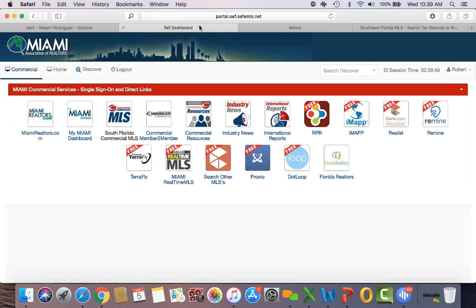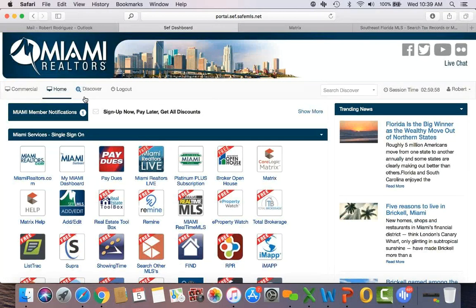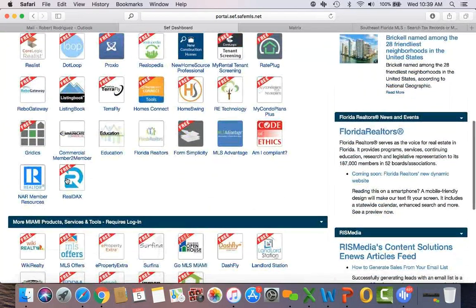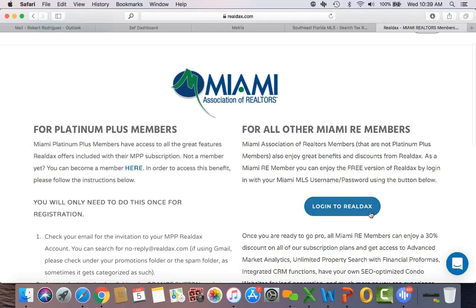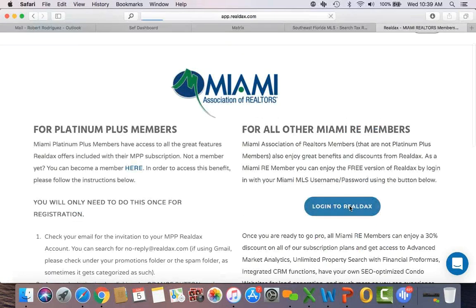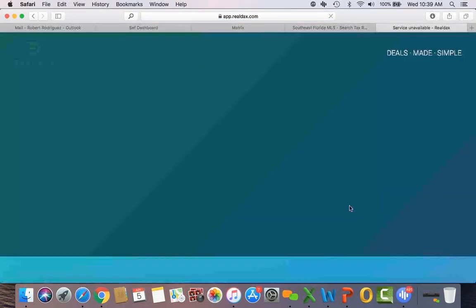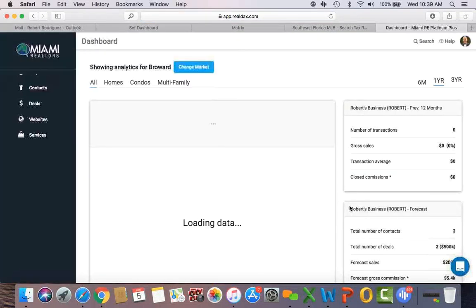Inside of your dashboard, if you are a commercial member, if you revert back to your regular dashboard, you will find the RealDAX program that allows you to study the investment properties by putting in the income and expense. Now, all Miami members can log into basic RealDAX here, or if you are a Platinum Plus user, you can click on the Platinum Plus login. All right, let's go ahead and click here. All right, and it's signing us in.